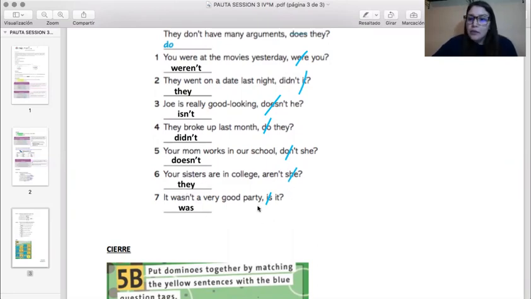If you have any more questions in these exercises, please send me an email. Si aún quedan dudas en estos ejercicios, por favor, envíenme un correo.